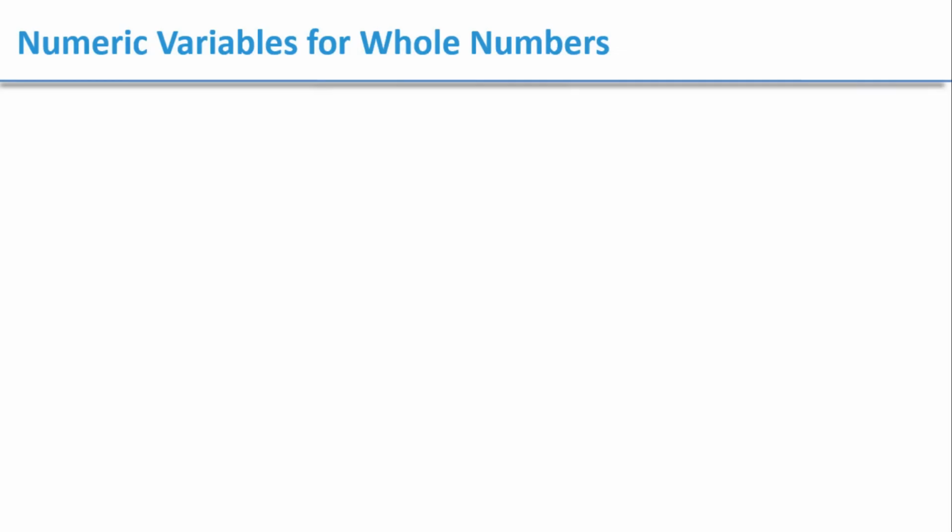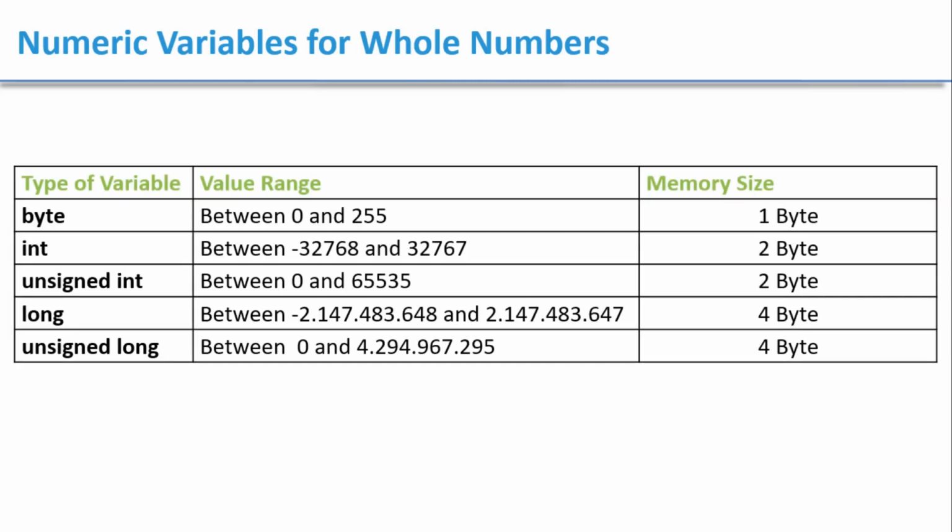Hello. In this lesson, we will cover the value ranges of variables. Let's start with integers. Byte data type is capable of holding whole numbers in the range of 0 to 255 and occupies 1 byte of memory.